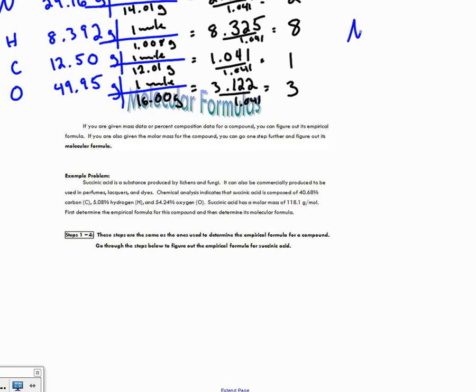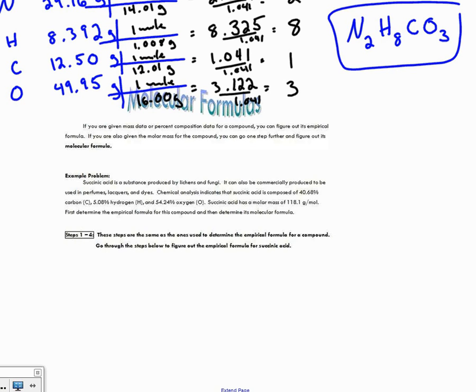We can write our formula, N2H8CO3. Okay, so once you're at this point, take a little shakeout. We got one more thing that we're adding on to this. So you're doing great. Stay with me.